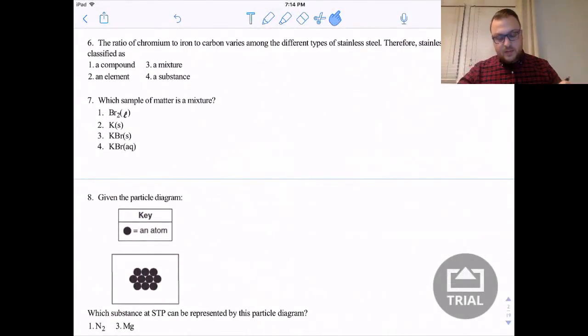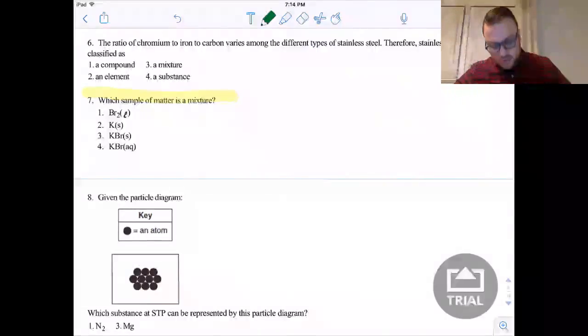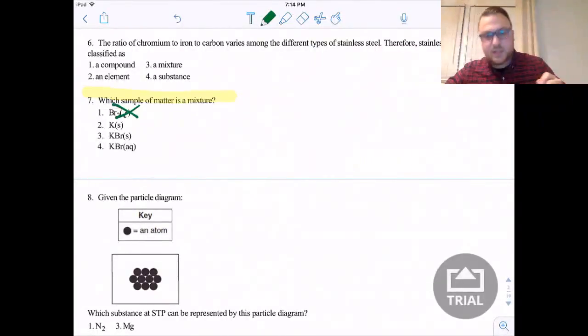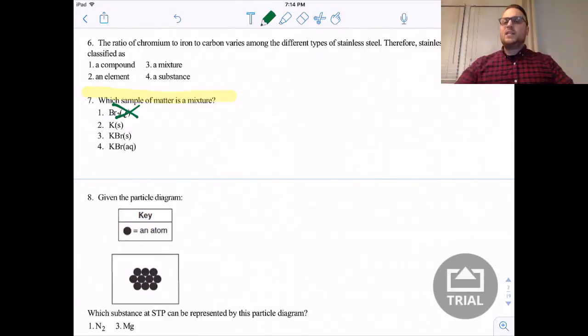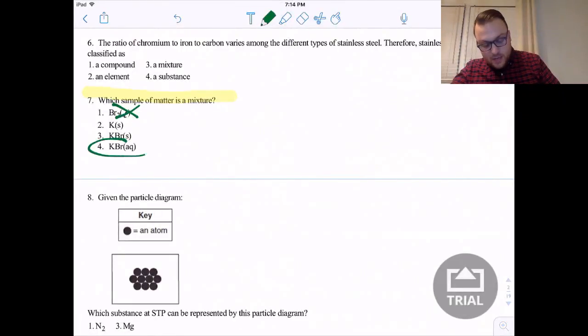I wanted to do 7. I think we've been doing fairly well with these this year, but when you see the word mixture, you don't want to automatically assume it's a liquid. A lot of times, students think liquids are the same as mixtures because they don't remember what aqueous means. Aqueous means you've dissolved something in water. So in the case of answer choice 4, I've taken this substance, KBr, potassium bromide, which is a type of salt, and I've dissolved it in water.